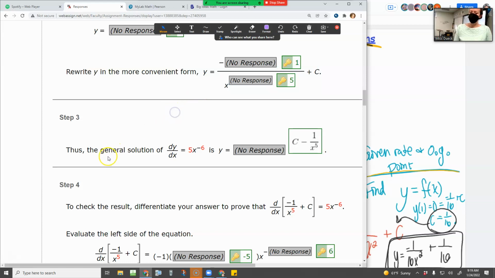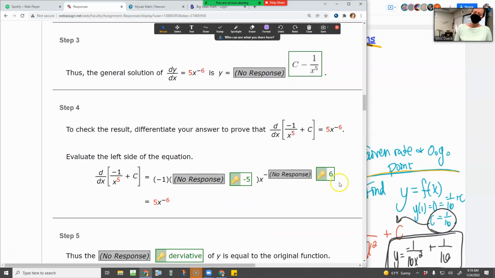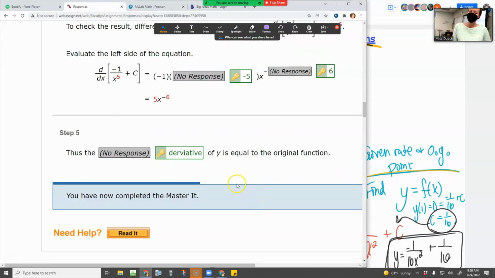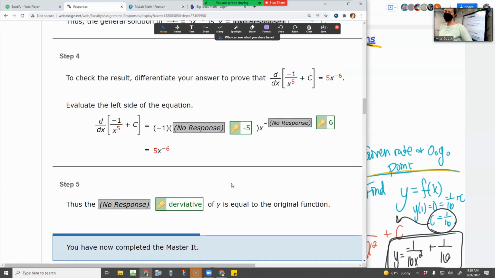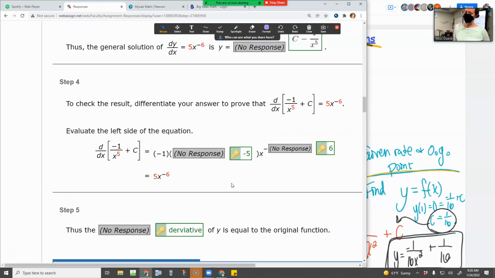Because they're just reminding you, what did you just do? By taking the integral, you found the general solution. So you're just rewriting at that step. And then they say, check it. Well, to check it, I take a derivative. I have my coefficient, I bring my negative 5 power down, and I subtract to be a negative 6 power, and it ends up being exactly what I need it to be. The derivative of the solution is the original. The solution of the original is the antiderivative.